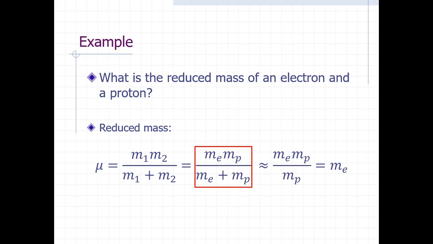However, it's worth noting that we can get a very good approximation if we remember that a proton is almost 2,000 times more massive than an electron. This means the total mass in the denominator is approximately equal to just the mass of the proton. This gives us an expression where we can cancel the mass of the proton. This means that the reduced mass of an electron and a proton is essentially that of the electron. Note that the reduced mass must be less than the smaller mass. And when the larger mass is so much larger, as in this example, then the reduced mass is approximately equal to the smaller mass.